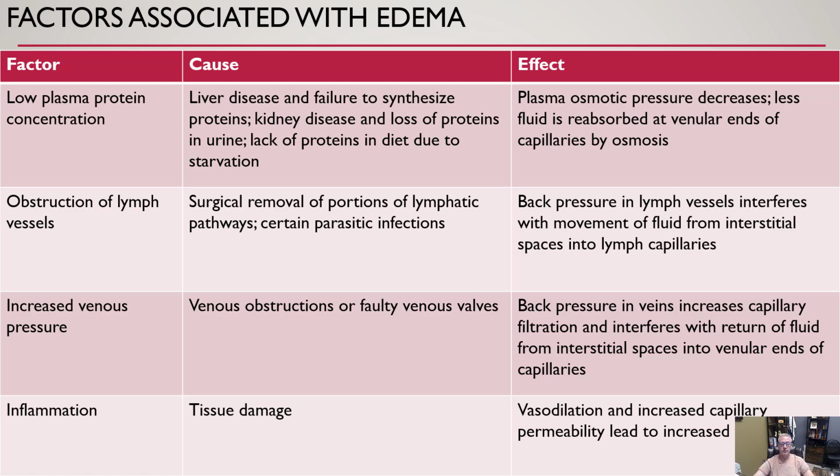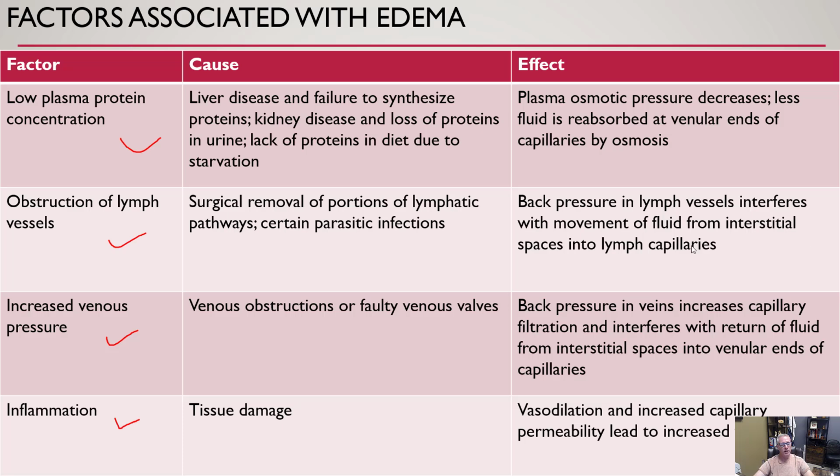All right, so we talked about edema. So here's some factors associated with edema that we talked about. Low plasma protein concentration, obstruction of lymph vessels, increased venous pressure, inflammation. We're not going to spend too much time here.